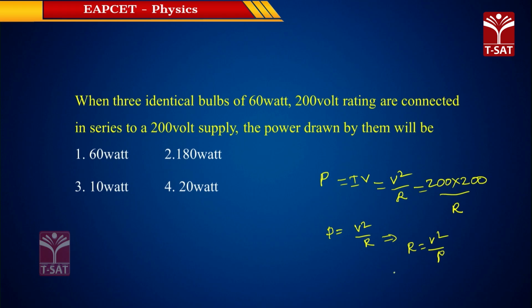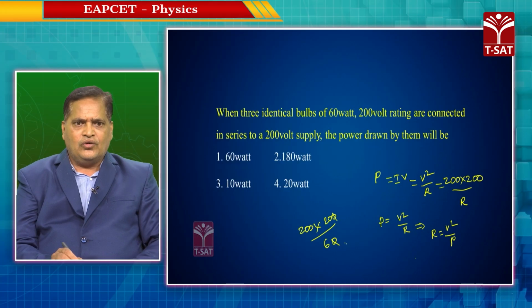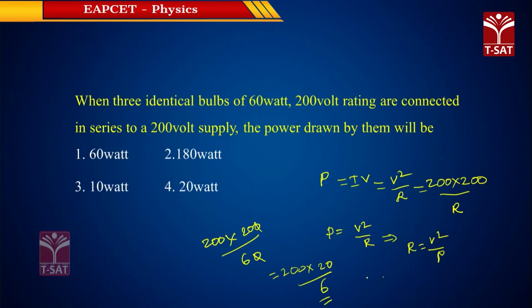Okay, here substitute, what is the value? Therefore here 200 into 200 by 60. The power value 60 is given. Cut it, 200 into 20 by 6. Okay, you calculate this value, and therefore here R maximum is equal to 3R.